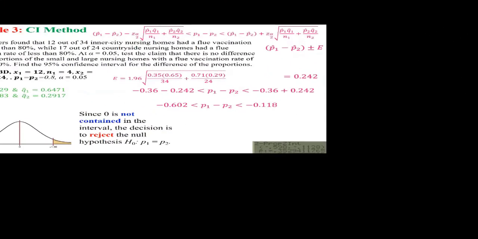Not only do you reject H0, you can also see that if P1 minus P2 is between two negative numbers, that means P1 must be less than P2. Again, according to this calculation, 0 is not contained in the interval. The decision is to reject the null hypothesis of equality. If we were to do TI, this is what we end up with.